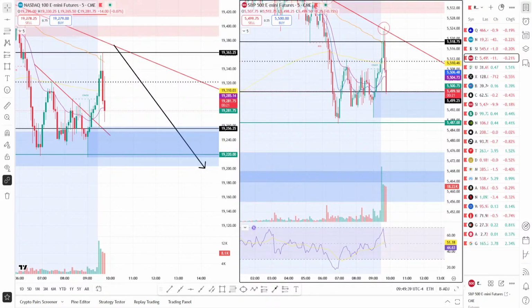Here we go. Sellers are stepping in again. I want to see a stronger push. Come on. There it is. Sellers are still here, man. Let's go. Yes, sir. Here we go. Who's on the shorts, man?